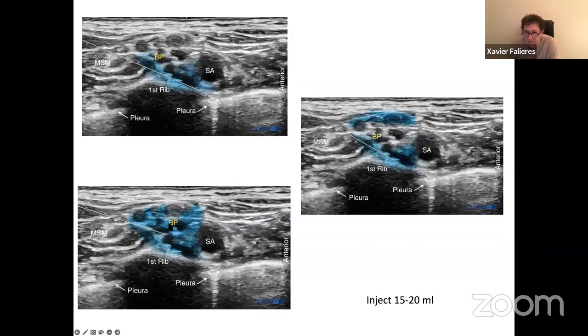It will give you, with low volume, 15 milliliters, a perfect block. If you want a single injection only in the middle, give more volume and you will normally get everything. My recommendation is, please do it in 3 times.